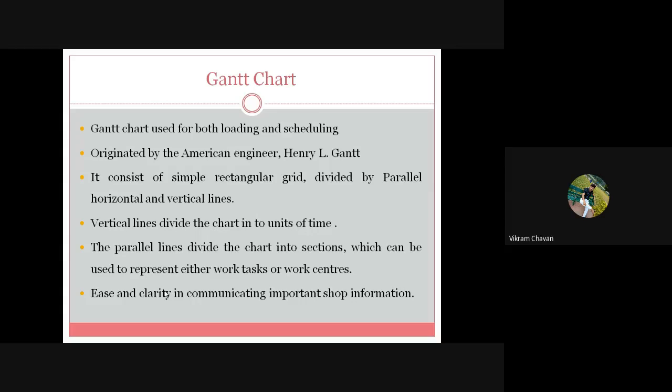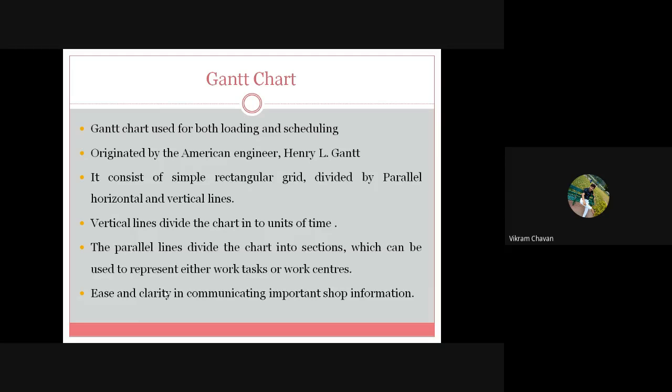So here I only provide the theory. Vertical lines divide the chart into units of time, and the parallel lines divide the chart into sections, which can be used to represent either the work task or the work center. Okay. Remember, vertical line कशासाठी आहे? तर टायमिंग दाखवण्यासाठी. Okay, timing दाखवण्यासाठी.